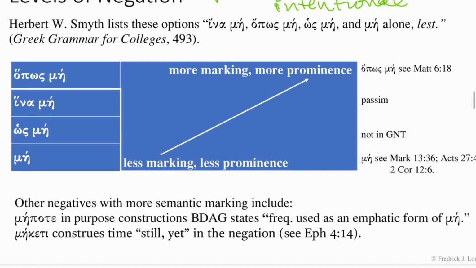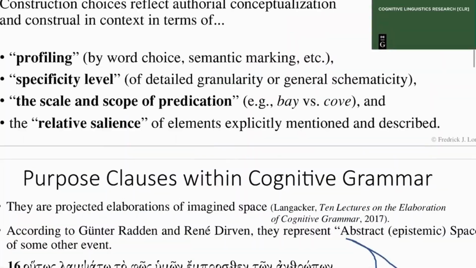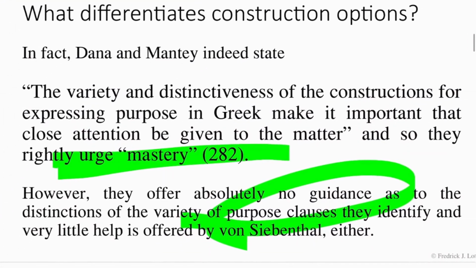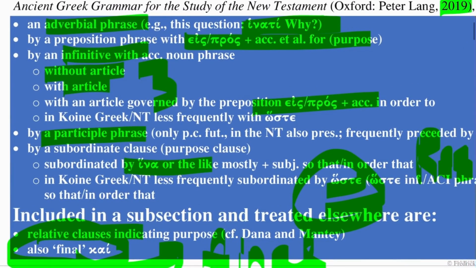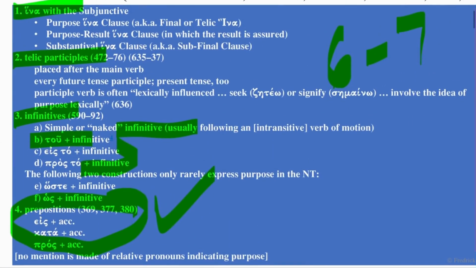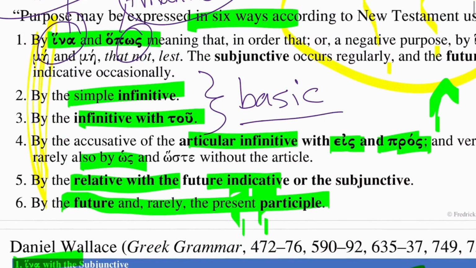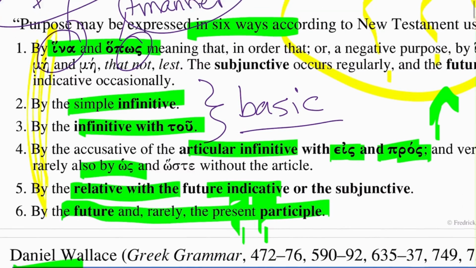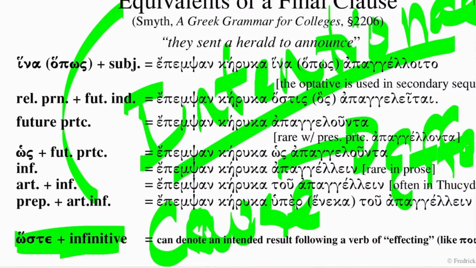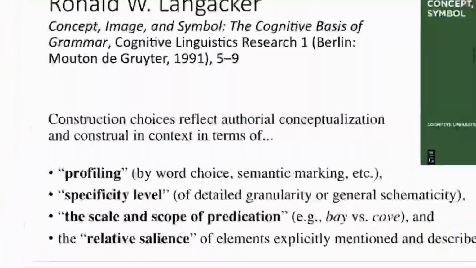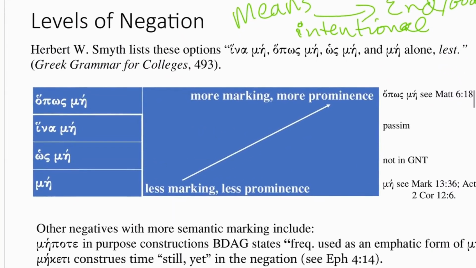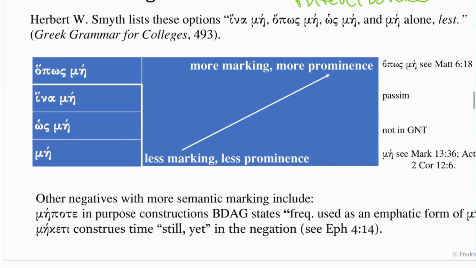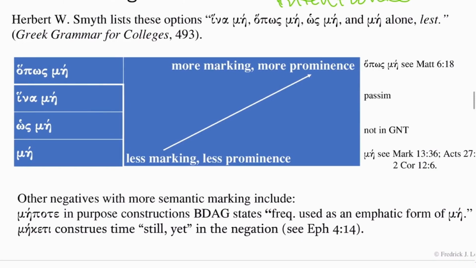And so we've been looking at different types of constructions and the importance of them. Different grammarians: here I'm showing Heinrich von Siebenthal, here I'm showing Daniel Wallace's grammar, here's Dana and Mantey, and here's Smyth's grammar. So many different grammars talk about these constructions. In this episode, I just want to talk about negation. How do you negate a purpose clause or construction?